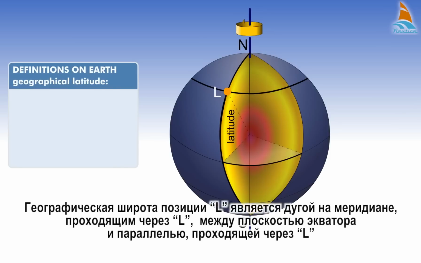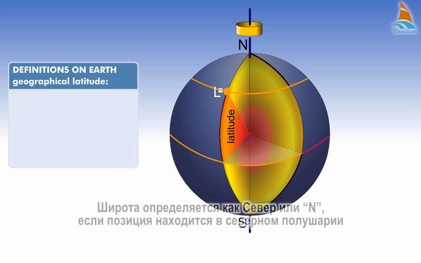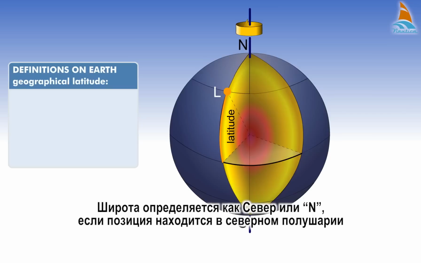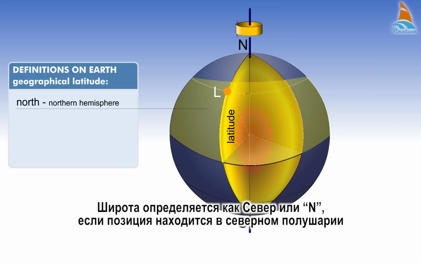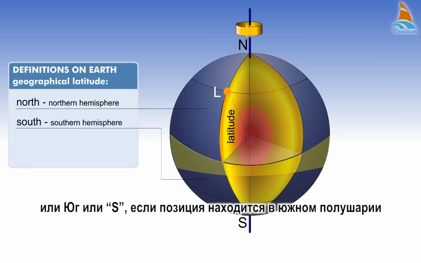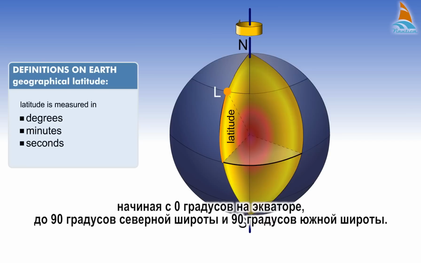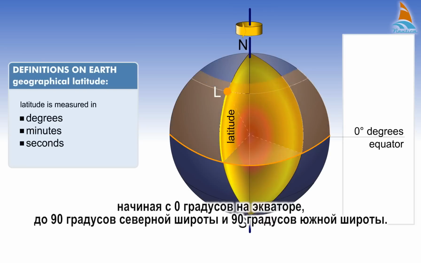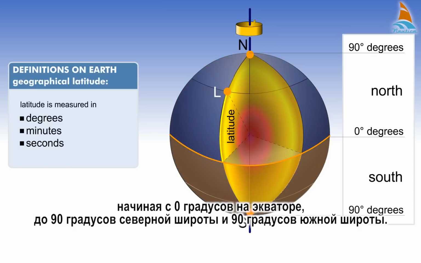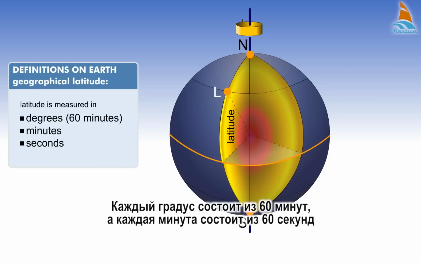The geographical latitude of position L is the arc on the meridian passing from L that is included between the equator and the parallel passing through L. The latitude is defined as north, or N, if the position is in the northern hemisphere, or south, or S, if the position is in the southern hemisphere. The latitude is measured in degrees, minutes, and seconds, starting from 0 degrees at the equator up to 90 degrees north or 90 degrees south. Every degree has 60 minutes, and every minute has 60 seconds.